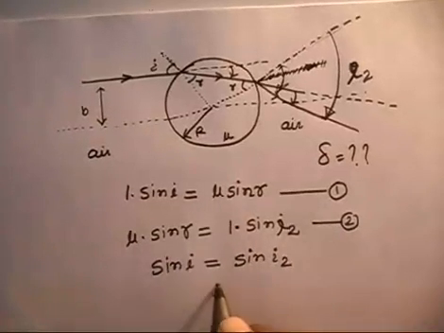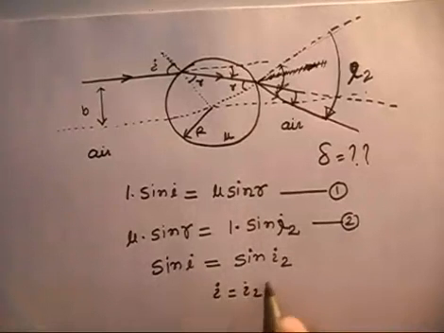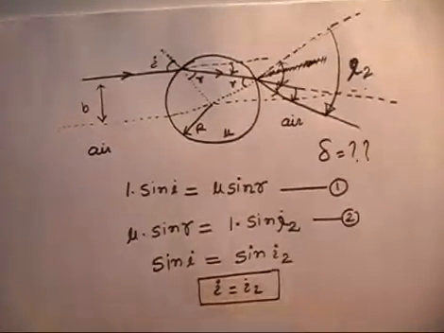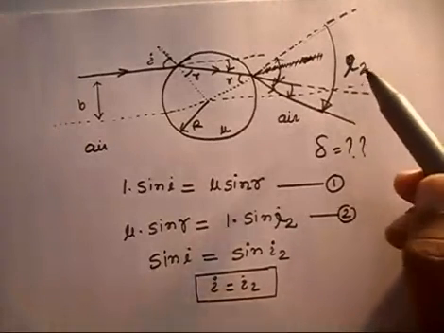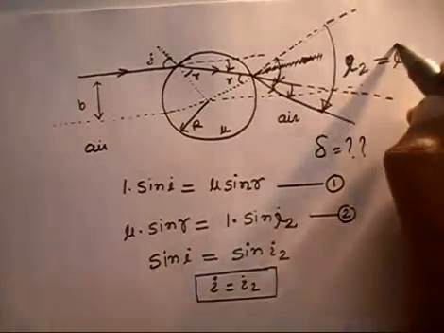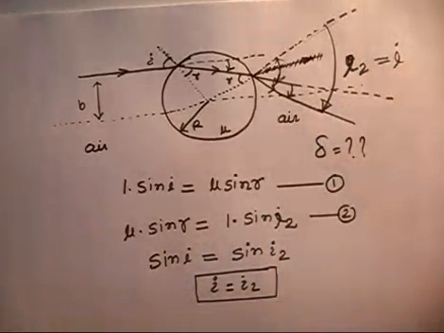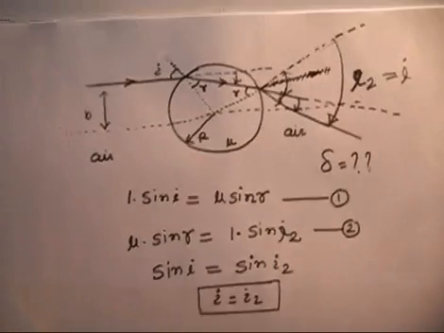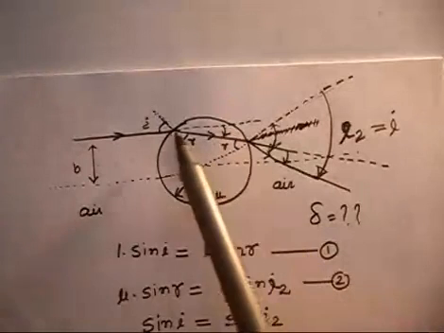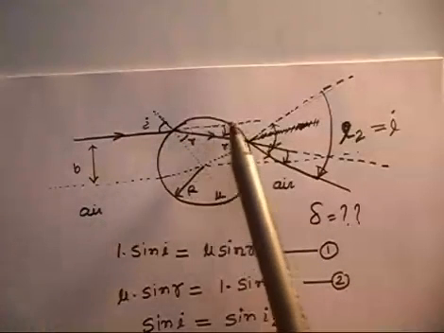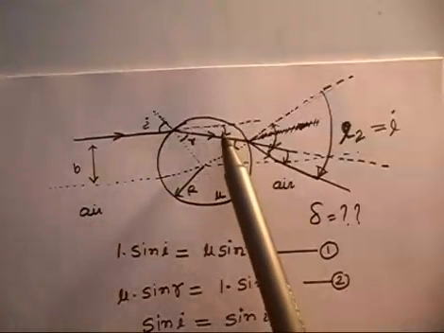This means I is equal to I2. So now I got a good result. This angle is the same as I. Are you getting or not? So this angle is the same as I. Now what is the deviation I am interested in? So you see this angle is what? This angle is the deviation angle. If nothing is there, the ray will go something like this. So this is the deviation delta 1.